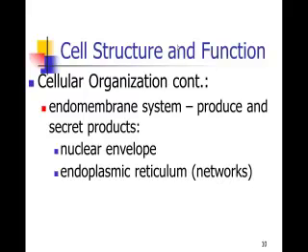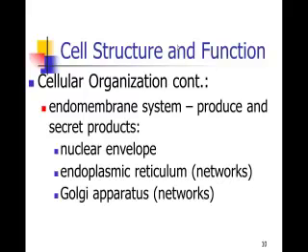The endoplasmic reticulum forms networks with the Golgi complex. The Golgi complex is sort of like a post office. It packages the products that the endoplasmic reticulum forms. The endoplasmic reticulum you could think of as a factory. The factory is where proteins, for example, are formed, and these proteins are formed with directions that came from the nucleus.